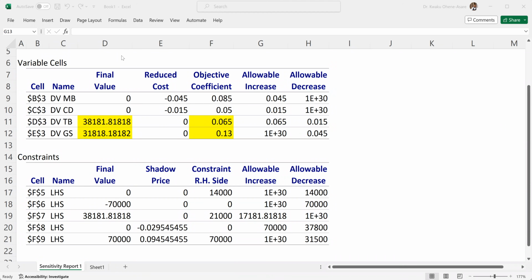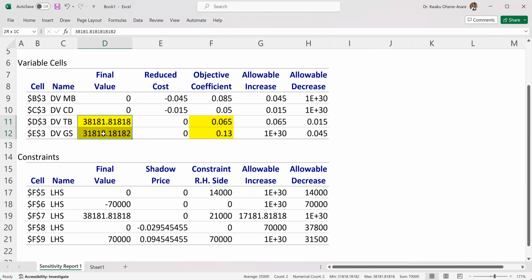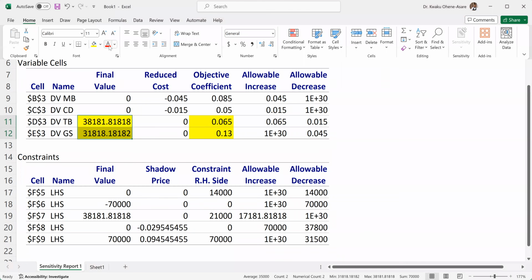Ophelia. Yes, the entire amount was invested. If you add the final value for TB together to the final value of the GS, it will give you the 70,000. Excellent. That is one way of answering. So what she's saying is that if you take these two red numbers and add them, you will get exactly 70,000. That is one way of concluding your point. What is another way?